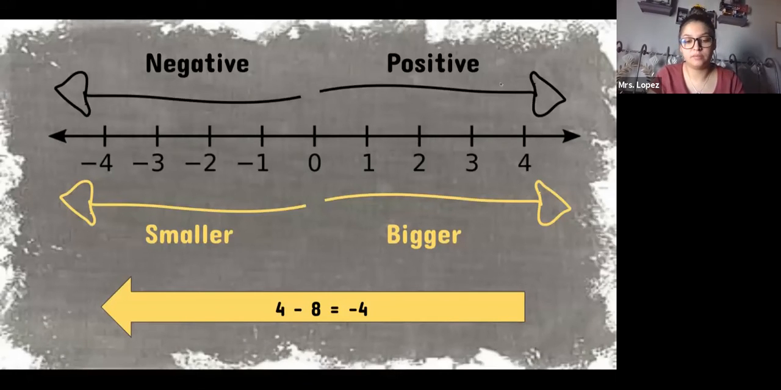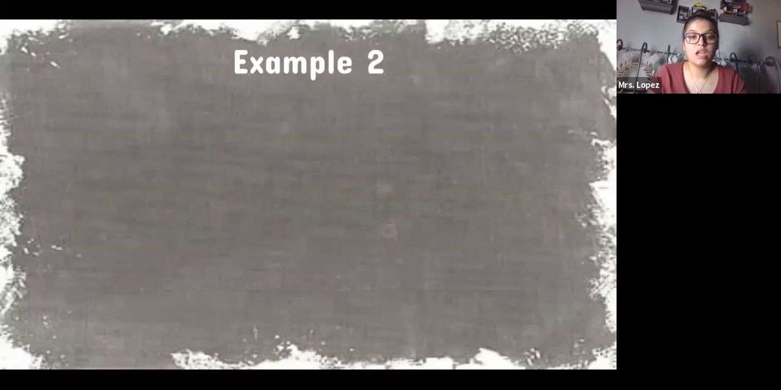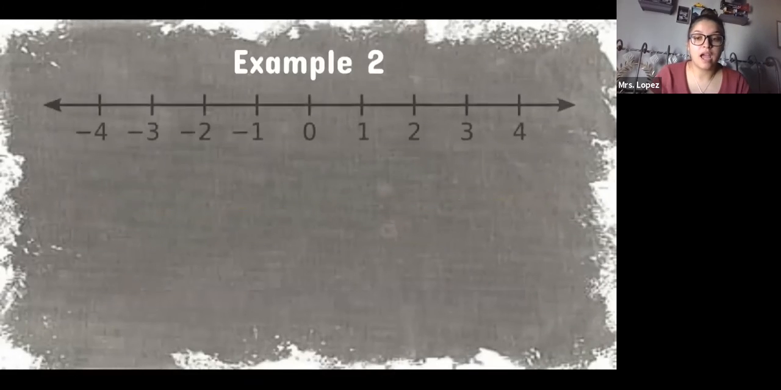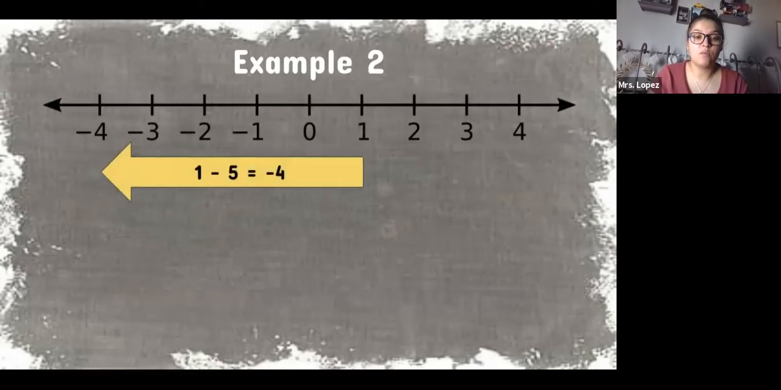So now, in our example 2, I have my number line again, but now I have another equation. I have 1 minus 5 equals -4. So I started off with 1. I'm taking away 5. That means I'm going to the left 5. 1, 2, 3, 4, 5. And I ended up with -4, because that subtraction symbol means that I'm going to the left on the number line.